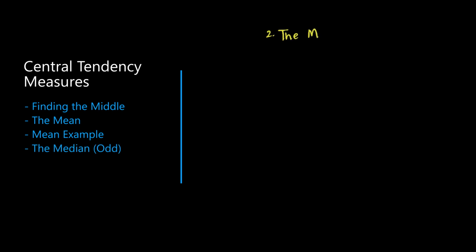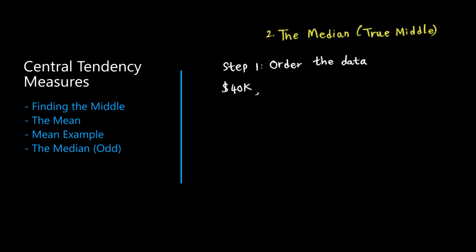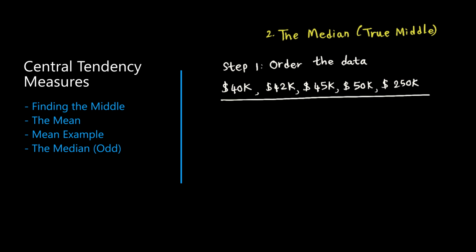This brings us to our second measure, the median. The median is the true middle value. To find it, you first have to line up all your data points in numerical order, from smallest to largest. The median is the number that is physically in the middle of that line. If you have an odd number of data points, it's easy. It's just the one in the very center.